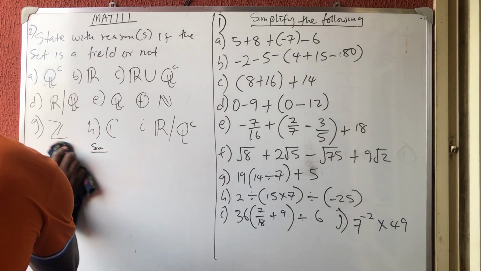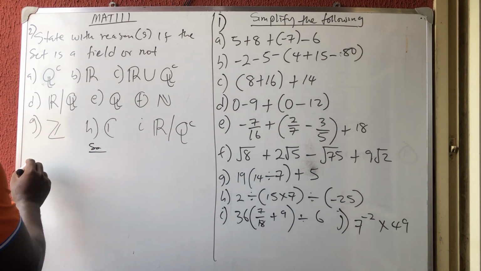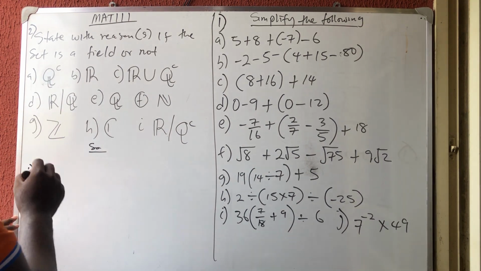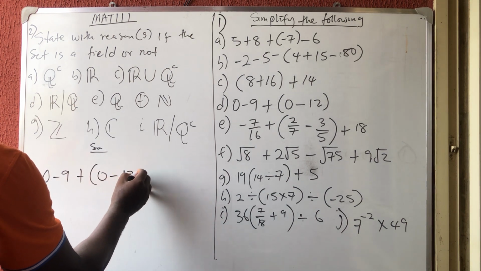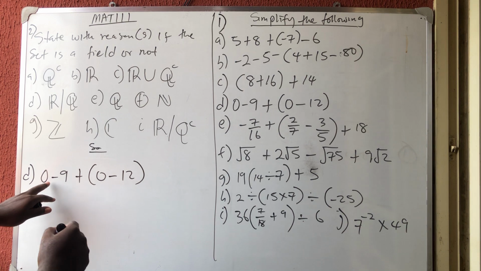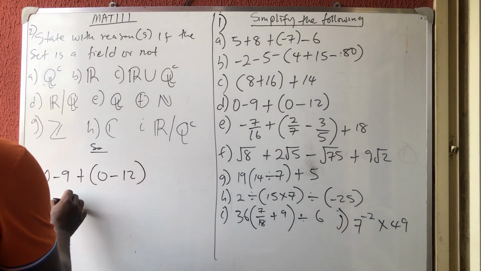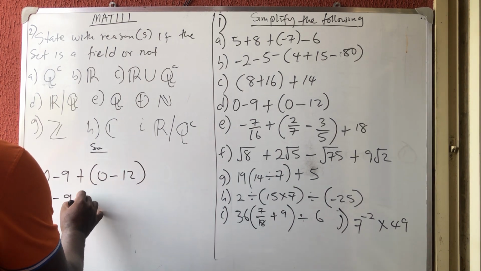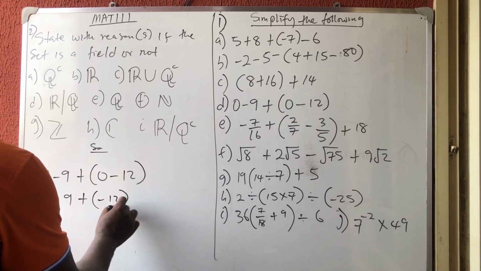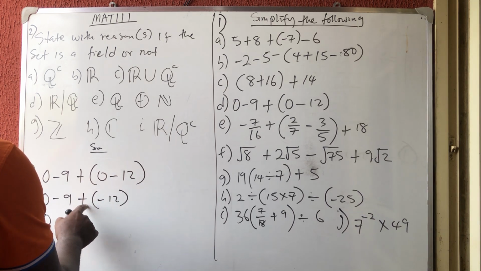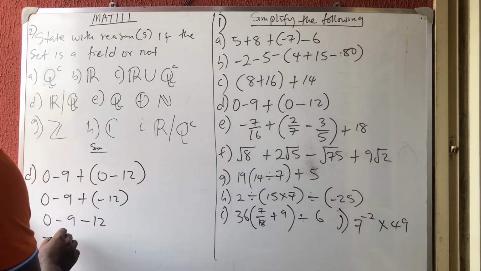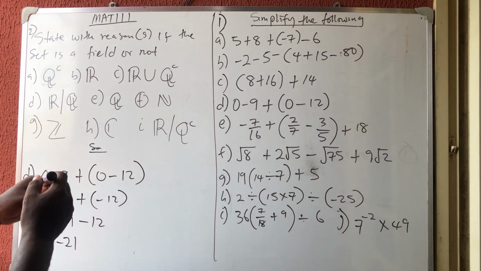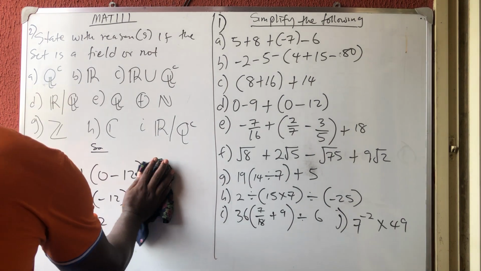Very simple. So the next one we'll look at is number D. Number D said 0 minus 9 plus 0 minus 12. This and this will give you plus, this and this will give you minus 12. Which is 0 minus 9 plus minus is minus, so minus 12. So which is minus 21. As simple as that. Minus 21.